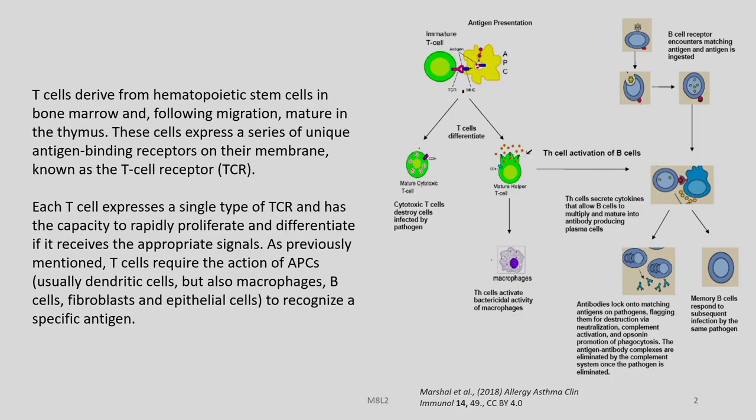Let us have some basic concepts of T cells and B cells and natural killer cells. So, we know that T cells derive from hematopoietic stem cells in bone marrow and following migration mature in the thymus. These cells express a series of unique antigen binding receptors on their membrane known as the T cell receptor, or TCRs. Each T cell expresses a single type of TCR and has the capacity to rapidly proliferate and differentiate if it receives the appropriate signal.